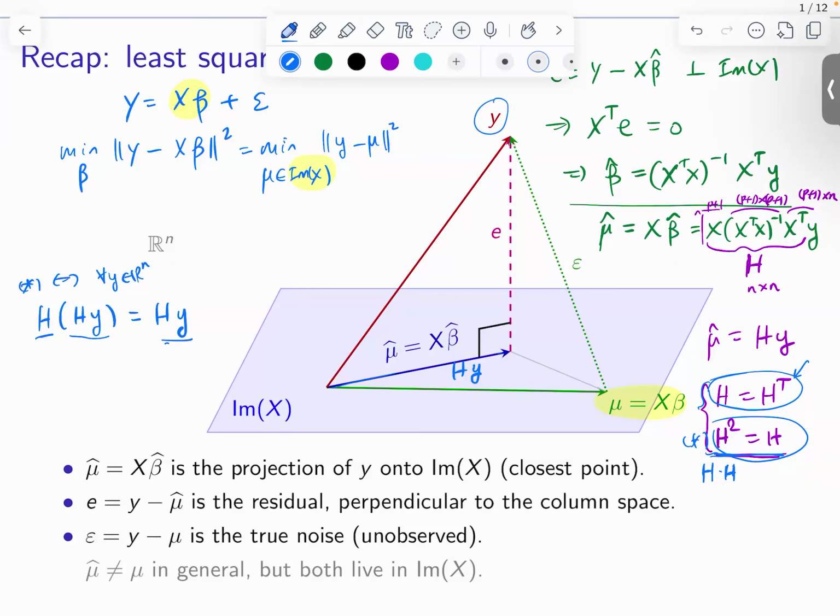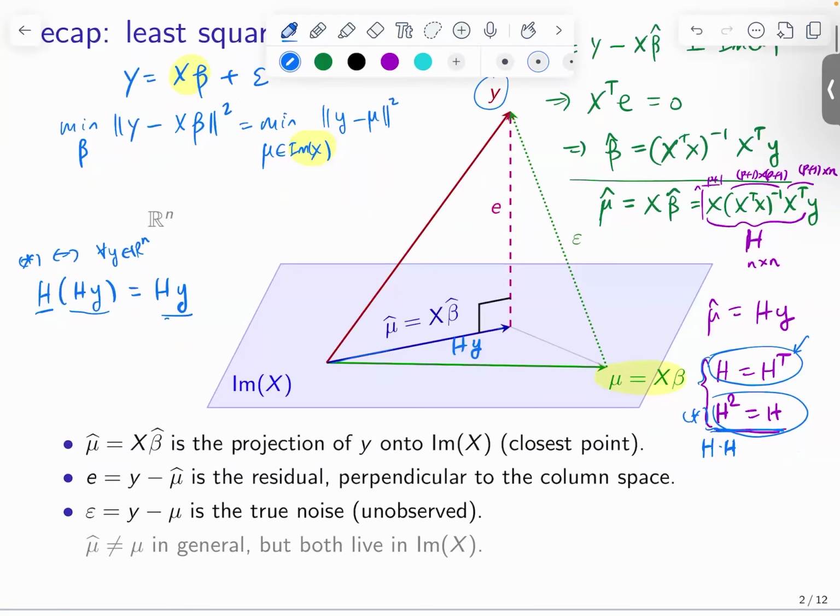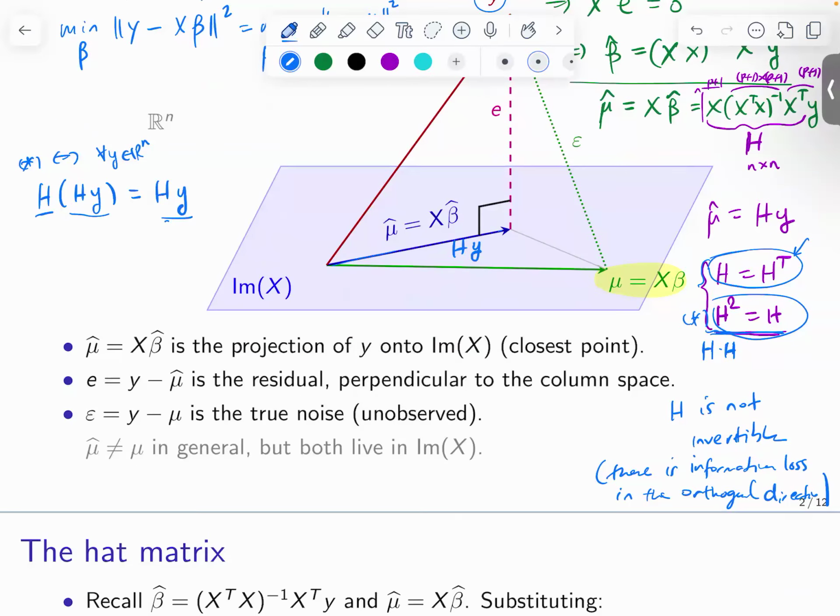Okay. So you can see geometry tells you a lot. Once you know that this is a projection matrix, you can reason a lot about its properties. H is not invertible. There is information loss in the orthogonal directions, or in the direction of the orthogonal complements. Any more questions?